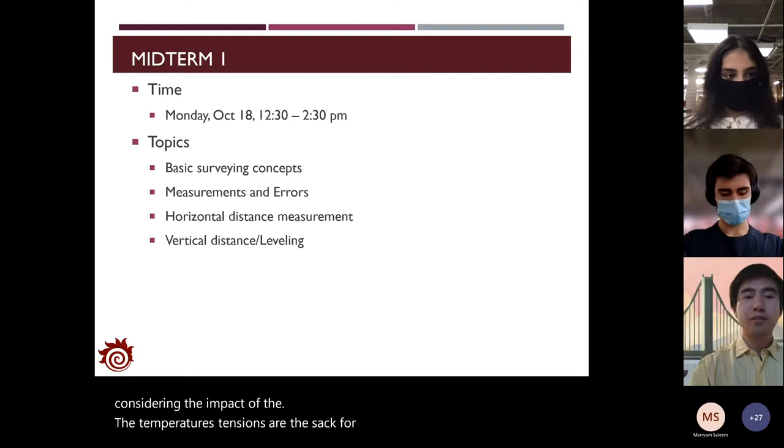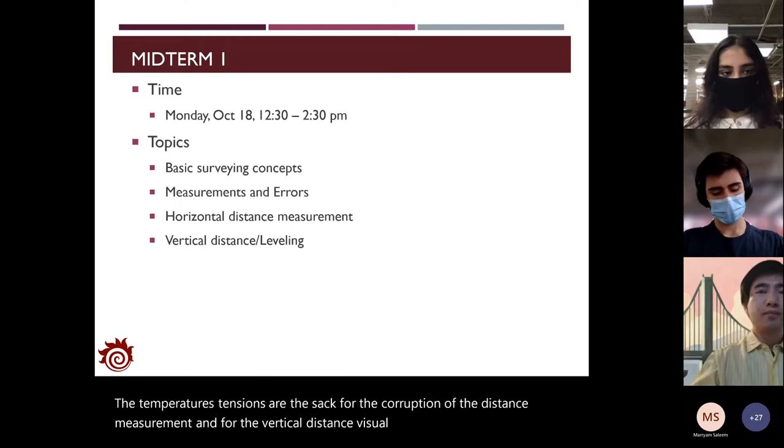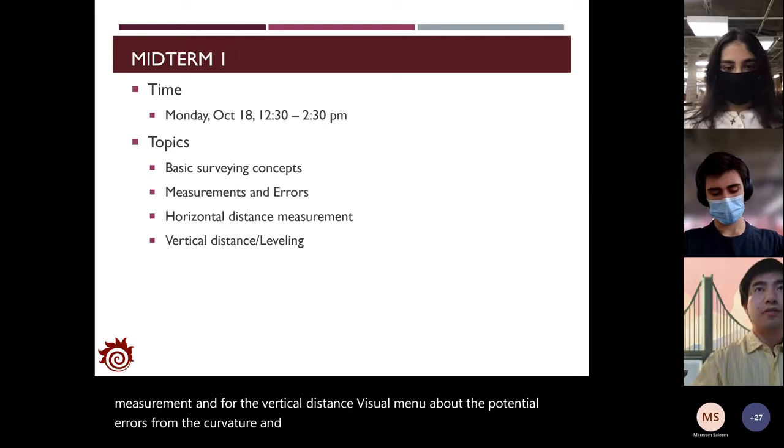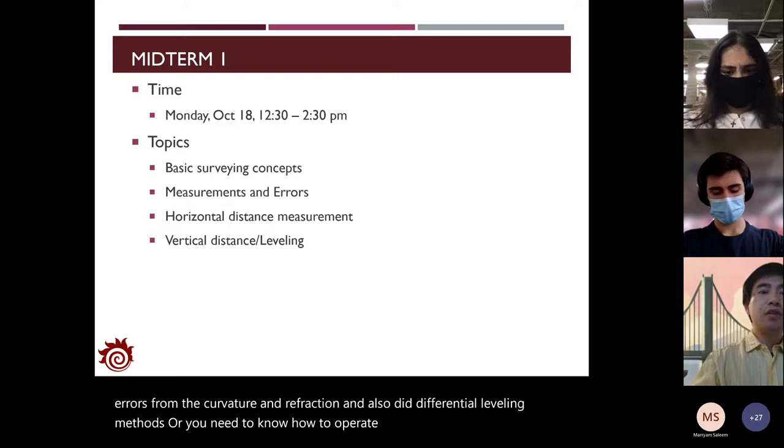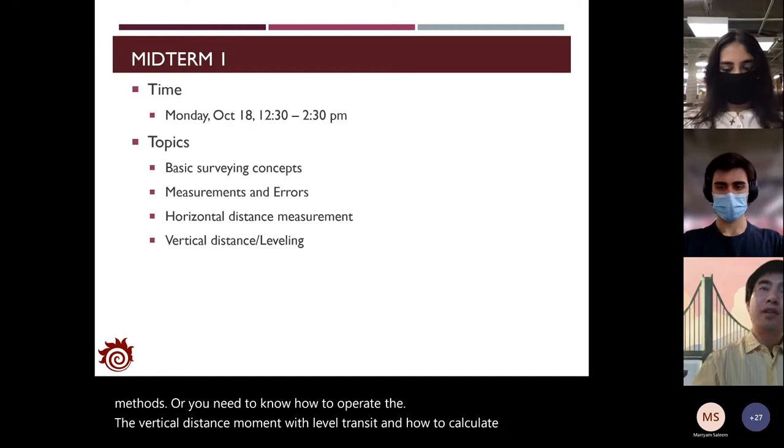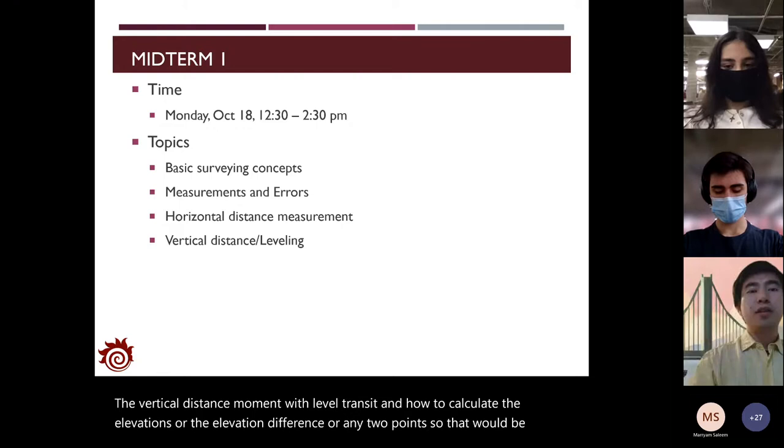And for the vertical distance, it is mainly about the potential errors from the curvature and refraction, and also the differential leveling method. You need to know how to operate the vertical distance measurement with a level transit and how to calculate the elevations or the elevation difference of any two points. So that would be all the materials covered in the midterm.